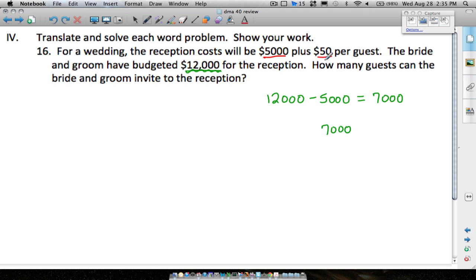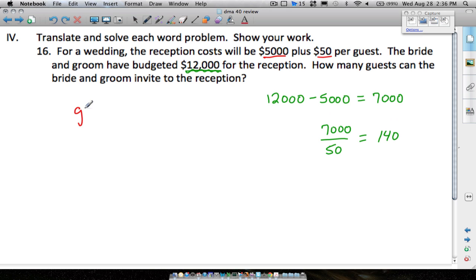And then, since it's going to cost $50 per guest, we can divide $7,000 by 50. And if you do $7,000 divided by 50, that leaves you with 140. That is the answer to the problem. They can invite 140 guests. However, I want you to use an equation. Let's take the equation approach to this problem. So instead of us doing this scratch work right here, here's how I really want you to do it.